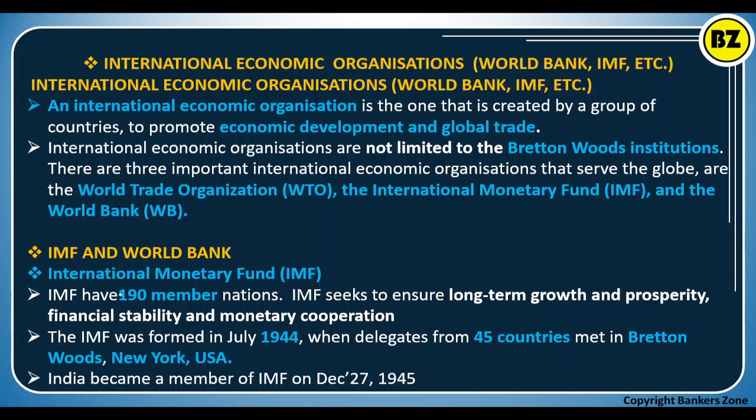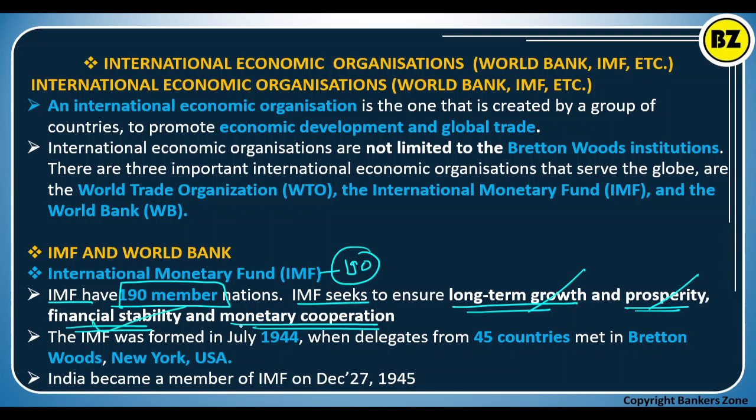Okay, now see, IMF has 190 member nations. So how many member nations? 190 members are there. IMF seeks to ensure long-term growth and prosperity, financial stability and monetary cooperation. So what is the aim of IMF? Long-term growth and prosperity among the nations, then financial stability globally and monetary cooperation among the nations. So this is the prima facie objective of the IMF.